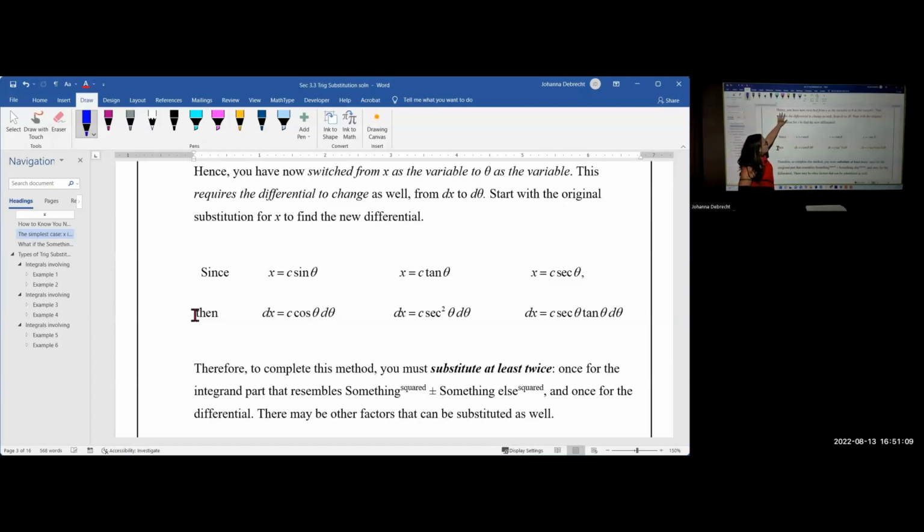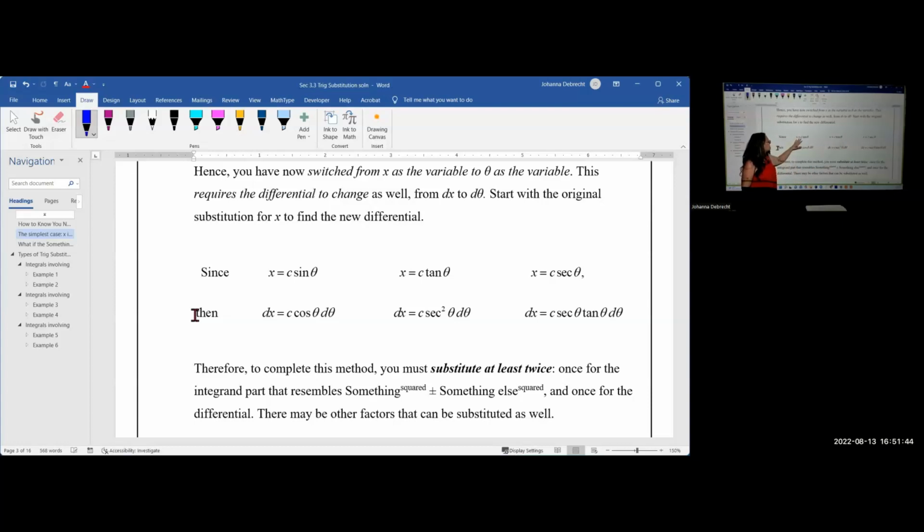So what have we done? We've switched from x being the variable to theta being the variable. But this was an integral, so we had a differential, and our original differential was dx. If I switch the independent variable from x to theta, then I have to switch the differential from dx to d theta. So I go back to the original substitution that I made, and here are our 3 substitutions for the 3 different types of trig substitution problems.